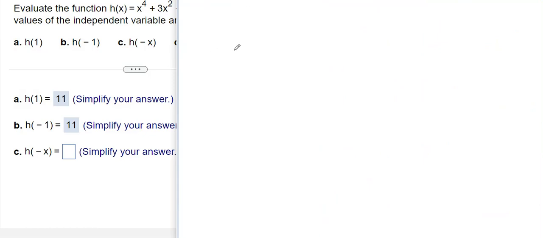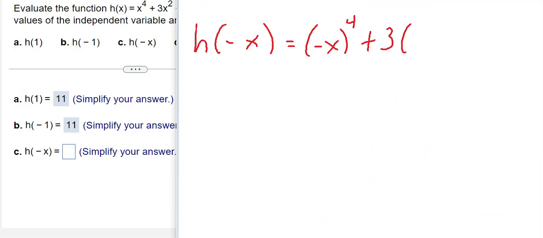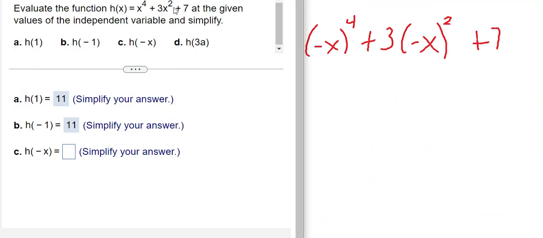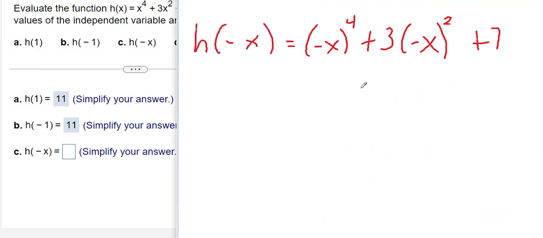We've got to evaluate the function h at negative x. So again, parentheses are needed. Negative x to the fourth, 3 times negative x squared plus 7. So I carefully, each time I have an x, I put in the negative x in parentheses. This is just going to turn out to be x to the fourth plus 3x squared plus 7.